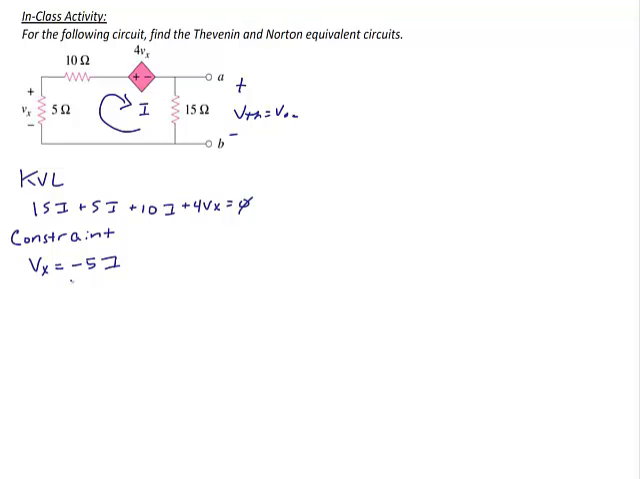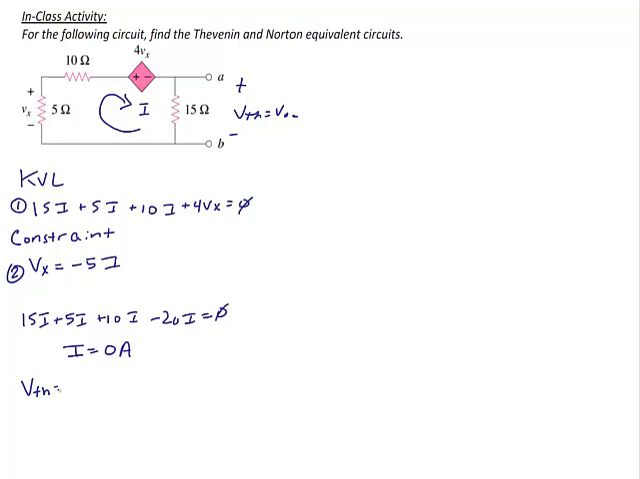It's important not to forget the minus sign. Why is there a minus sign? The current goes in at the negative and out of the positive, so that would not obey the passive sign convention with the way it's drawn, so I have to put a minus sign here. So now we want to solve for I, because remember, V Thevenin is going to equal 15 times I. So when I substitute Vx equals negative 5I into the first equation, I get 15I plus 5I plus 10I minus 20I equals 0. That's one equation and one unknown. So when I solve, I is equal to 0 amps.